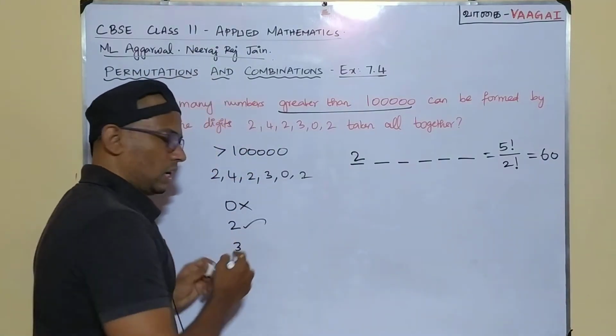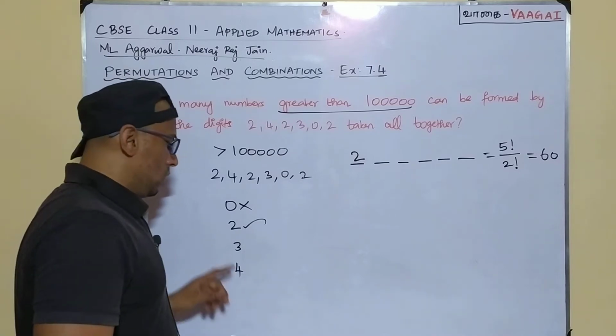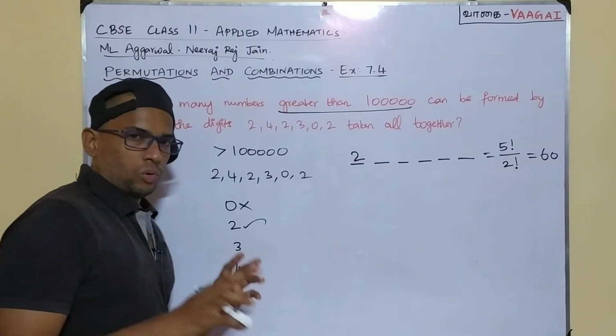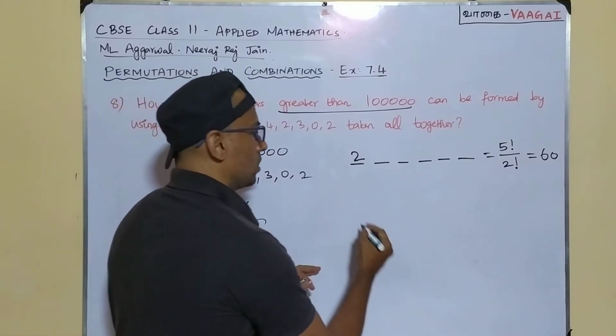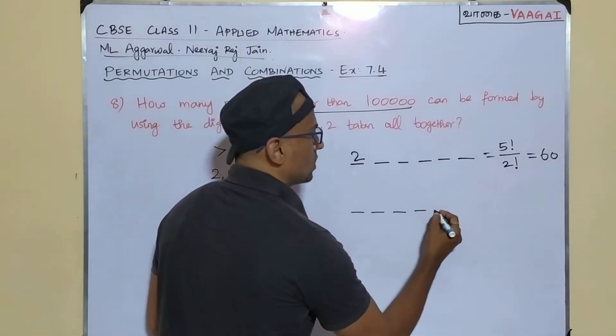So starting with 2, it is done. Now the same thing we are going to do by starting with 3 and starting with 4. Shall we quickly do this? I hope now you got the idea.